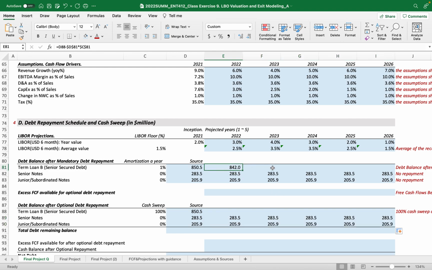Now let's calculate this. Next, how to get this 2022 excess amount? That's the point we want to figure out, right? It's here. Now this term loan B amount is a starting point, and then minus what we want to collect, times 100%, which is fixed, if this company generates free cash flows, right? So let's just fix this. So how to calculate this excess free cash flow available for optional debt repayment?